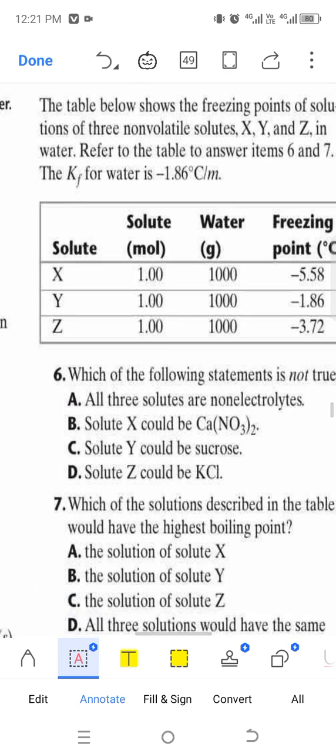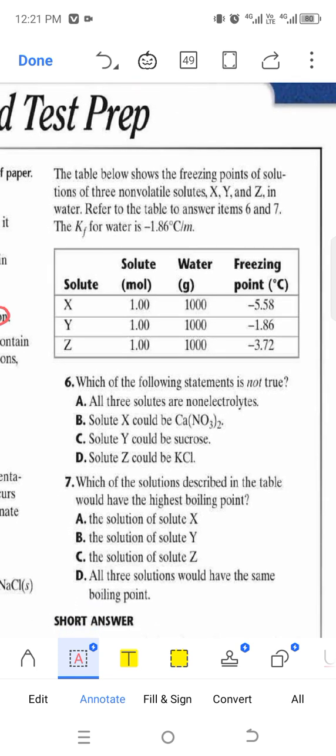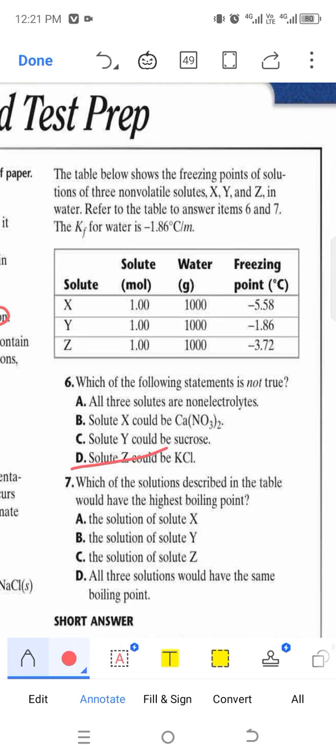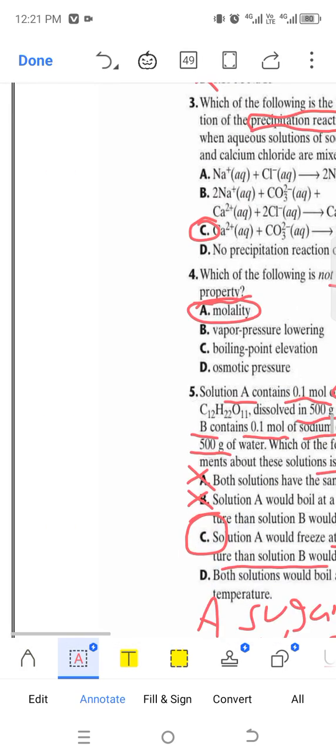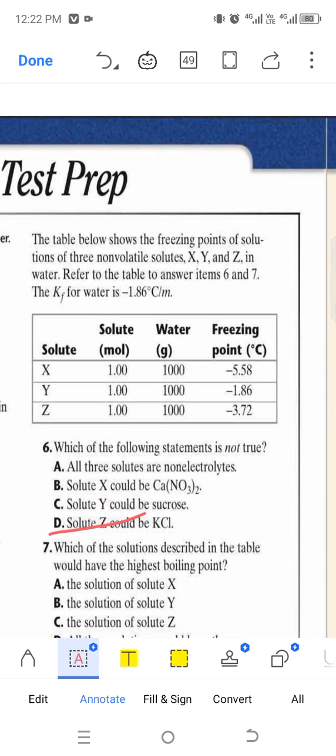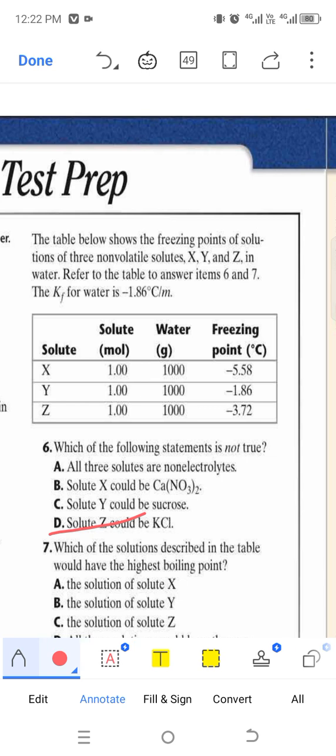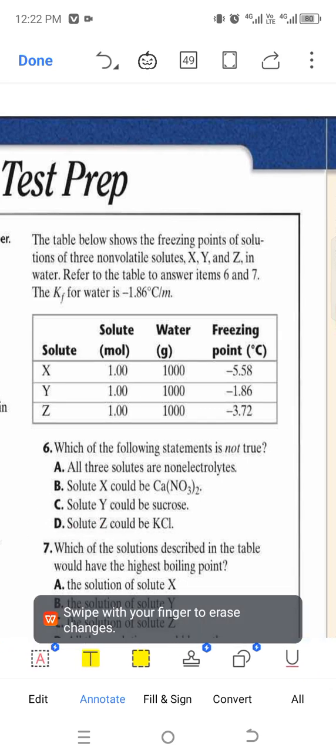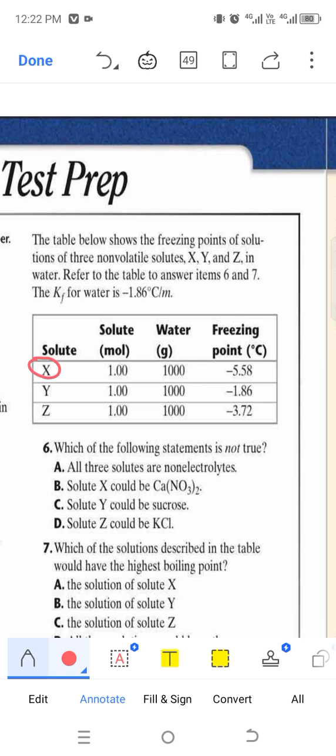Let us solve question number 6. Sorry guys, number 6 is based on a table. Let us solve it according to the table. In the table we have X, Y and Z. The amounts are equal, guys, so there is no difference in the amount. The only difference is the freezing point: X is minus 5.58, Y is minus 1.86, Z is minus 3.72. Let us check which of the following statements is not true.